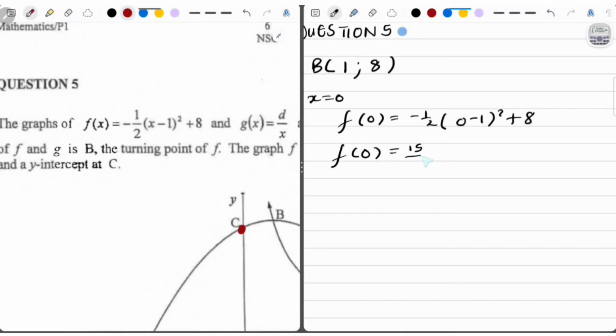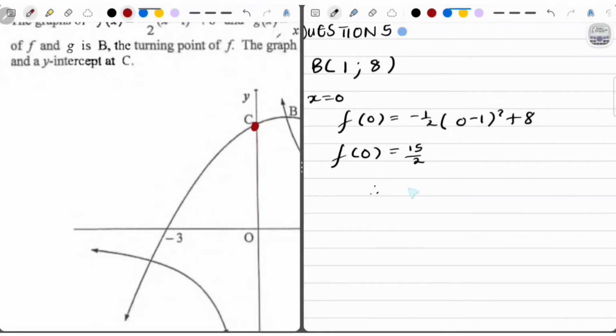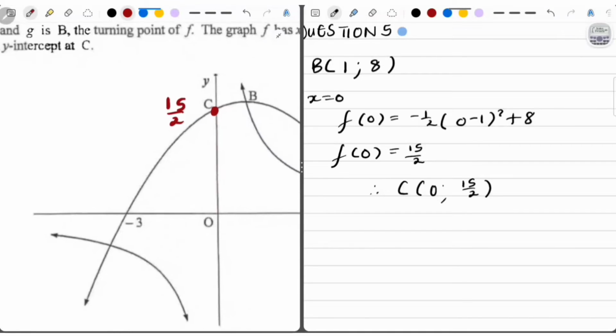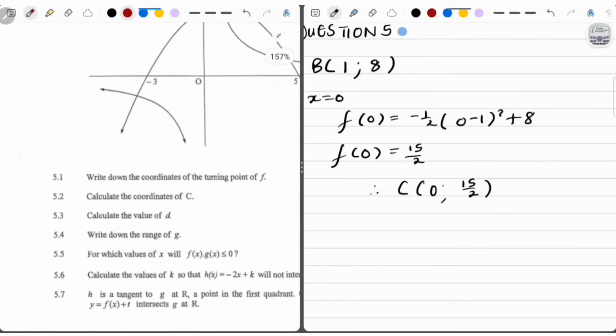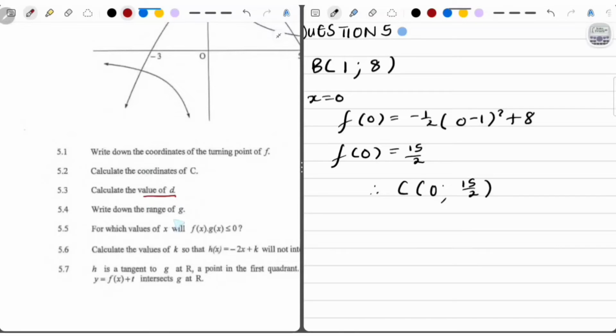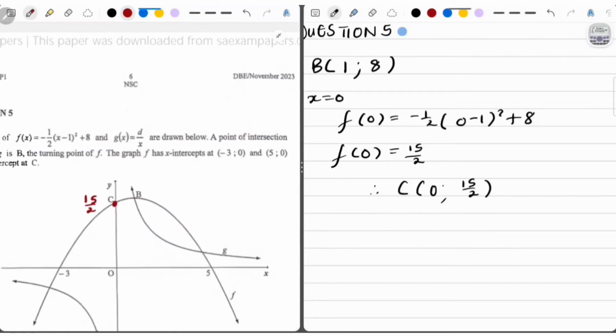And I get 15 over 2. Okay, so that is C as a coordinate: the x value is 0, and the y value is 15 over 2. So there we go, we have that. That's 15 over 2. Then the next question is calculate the value of d. So d is from g of x, d over x.